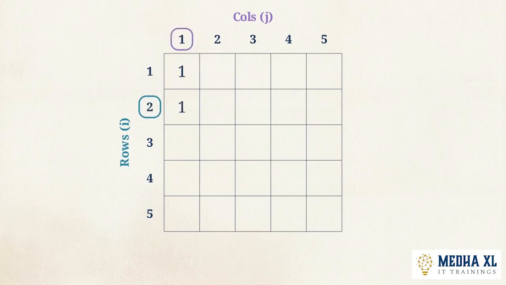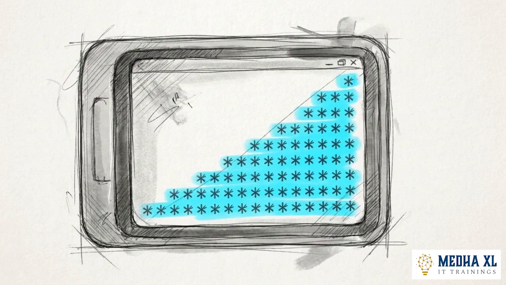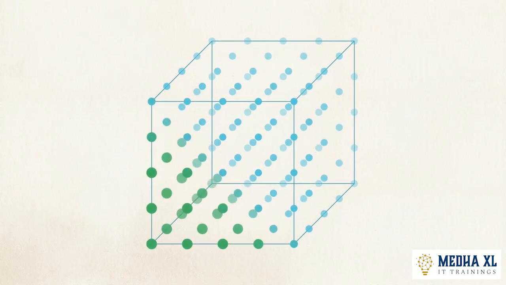The inner loop's boundary can be bound to the outer loop state, causing columns to stop populating based on the row number. By iterating this way, the program constructs complex patterns row by row, with each inner loop cycle building upon the position of the outer loop. Nested loops bridge the gap between simple linear sequences and multidimensional data structures.